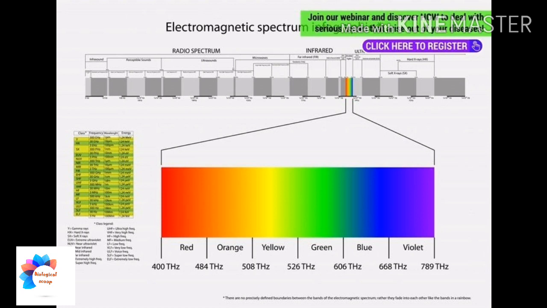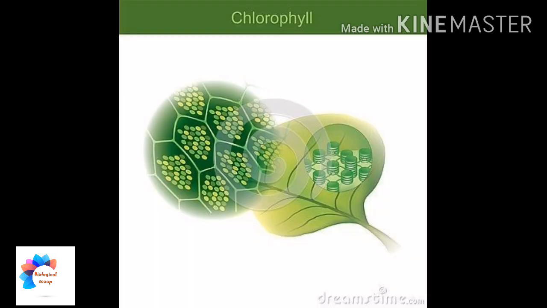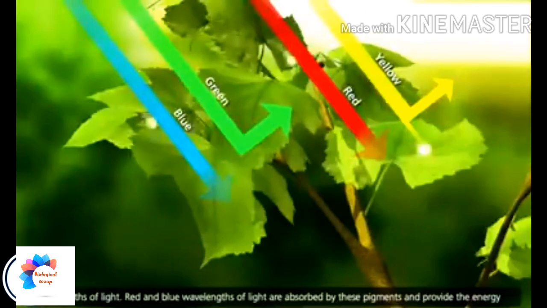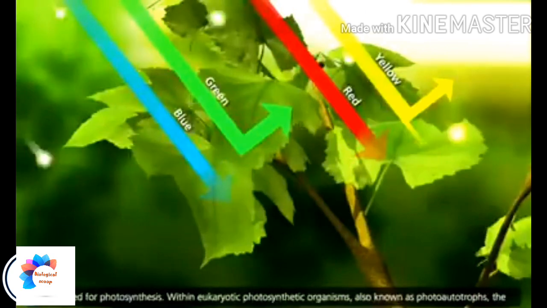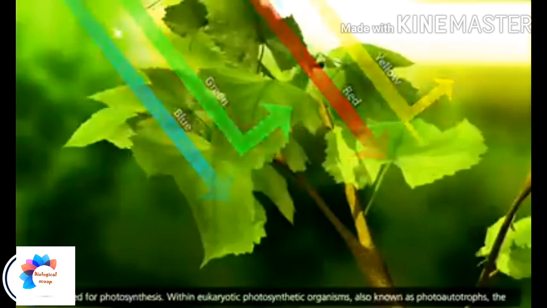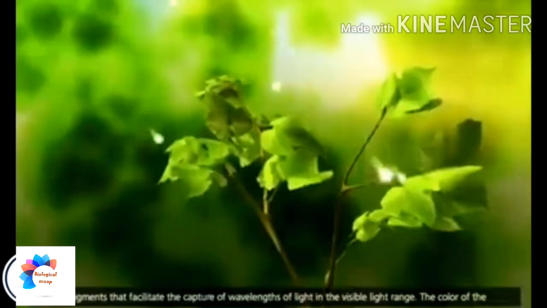The leaf contains pigments that facilitate the capture of wavelengths of light in the visible light range. The pigments are very important for the plant, as we see in the video: the yellow and green lights are reflected from the plant, and this is why plants look green, but the red and blue lights are absorbed by the plant and utilized in the process of photosynthesis.